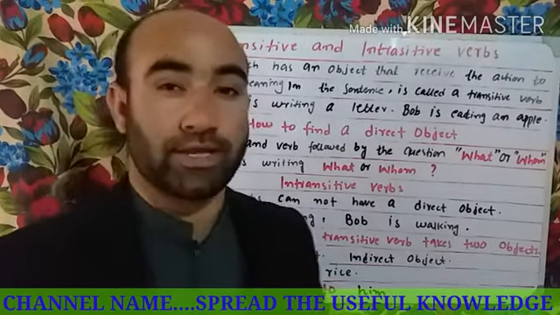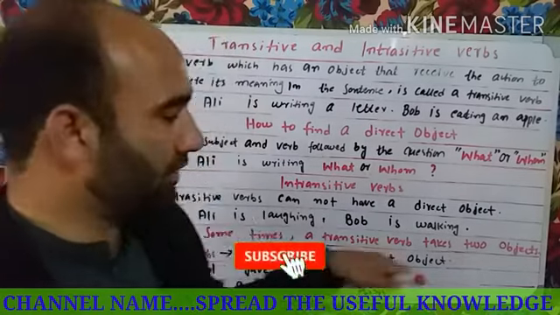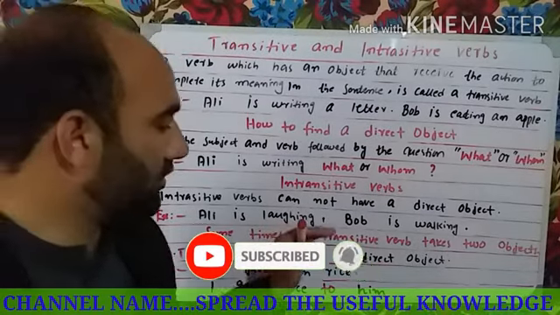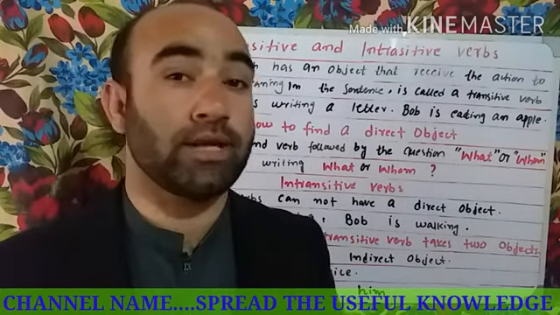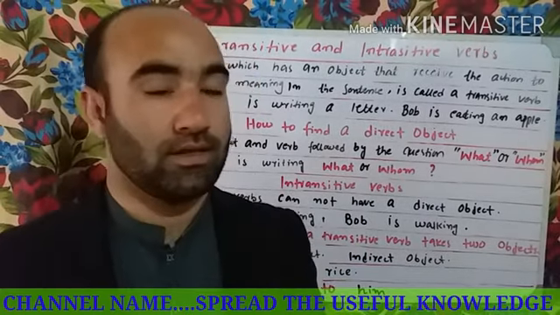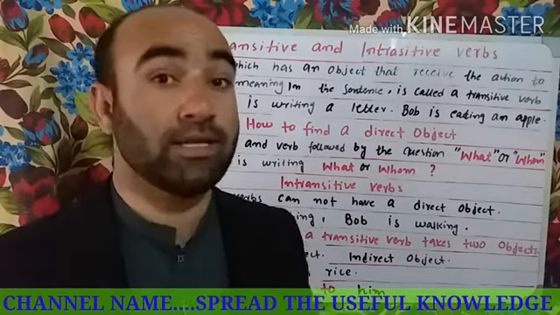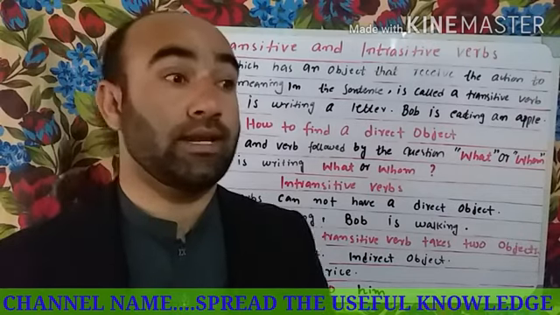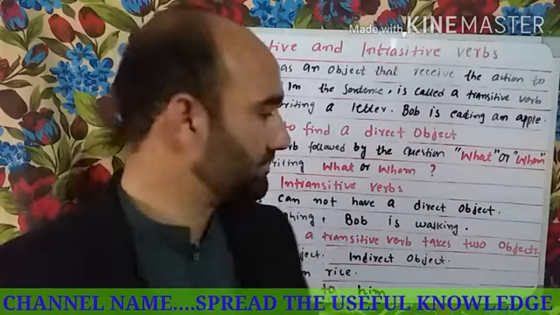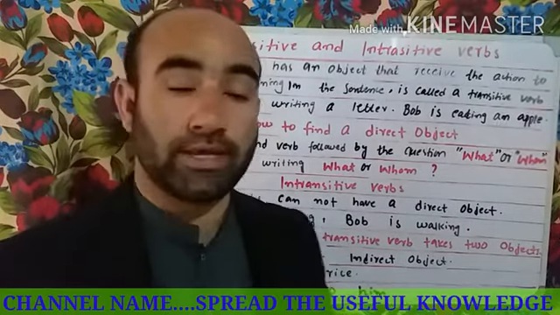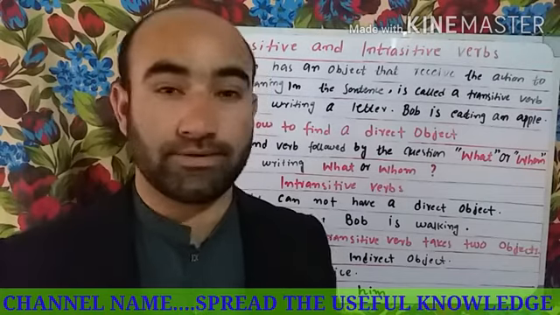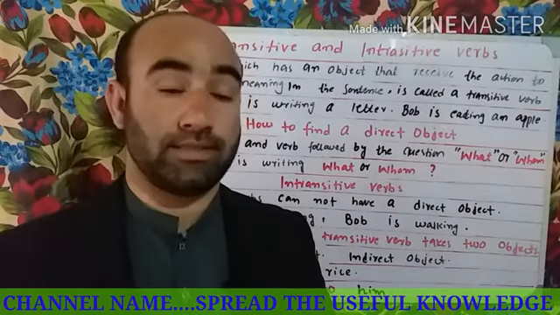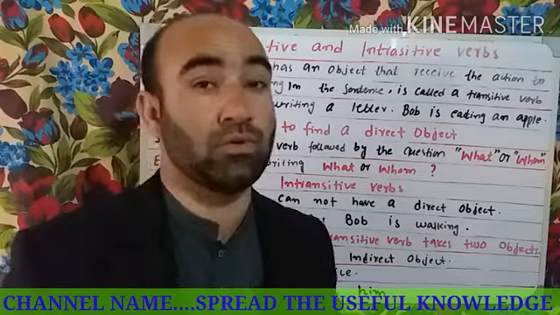Bob is walking. Now if you ask the question, Ali is laughing what? Who? At whom? At what? No answer is available there. So it means it is an intransitive verb. Bob is walking what or whom? No answer is available there. So it means they are intransitive verbs. Okay?